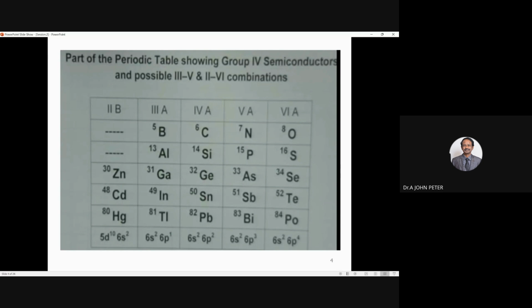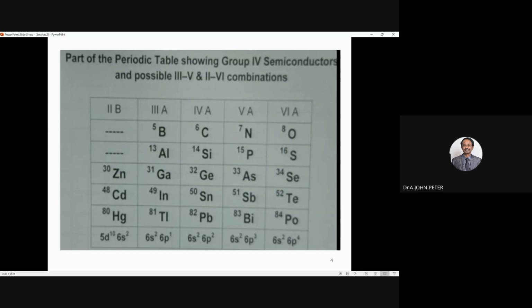Now look at the first column, zinc telluride, and the last one. See, 2-6 materials: cadmium telluride, zinc sulfide, zinc oxide, a famous material. Zinc oxide is an environmentally friendly material, and with mercury combinations, HgS is also available, HgSe is also available, HgTe is also available. So they are all called binary materials.